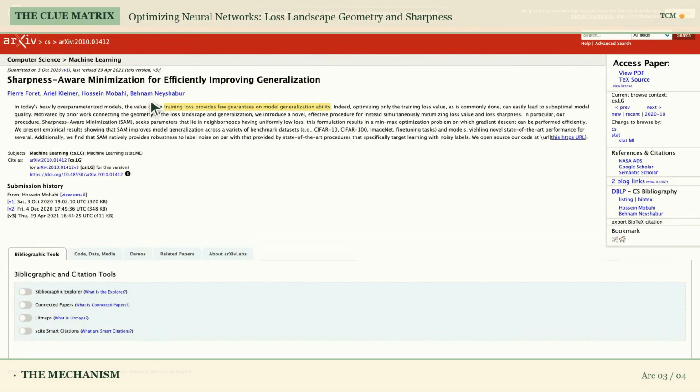The paper starts by asserting that training loss provides few guarantees on model generalization ability. This reiterates our earlier point. A low training loss isn't the entire story for a good model.